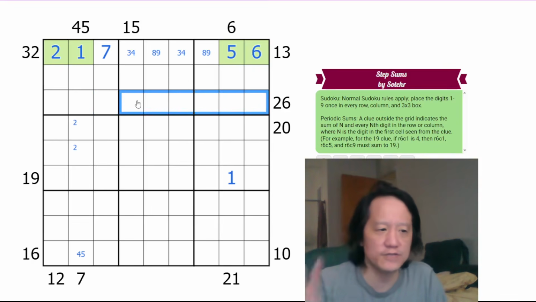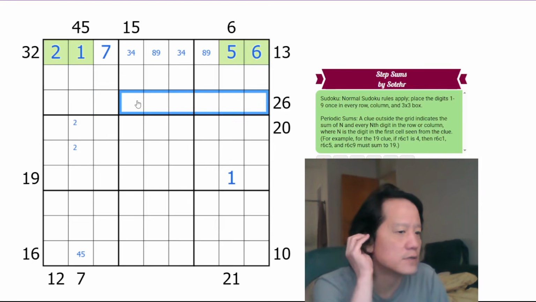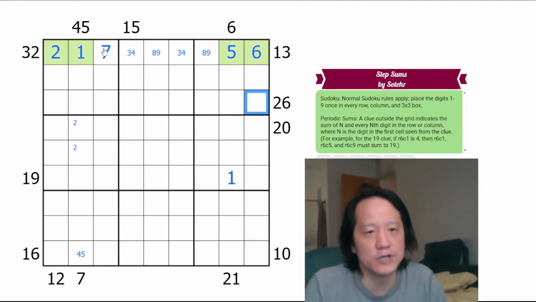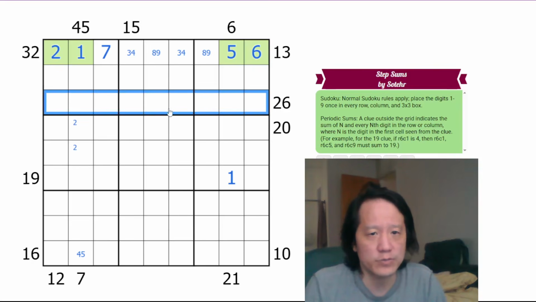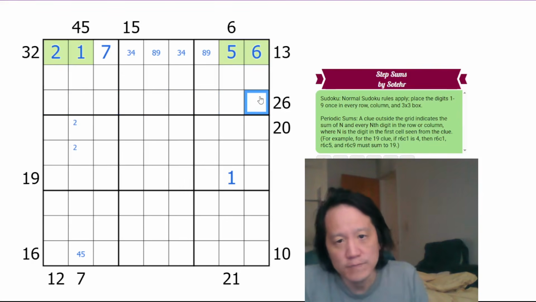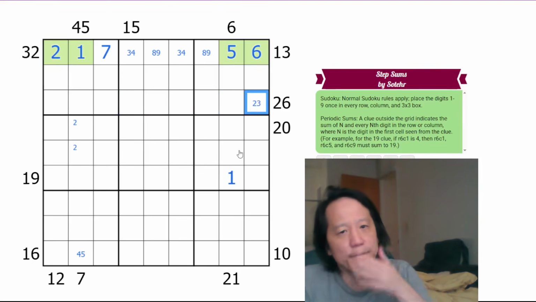26 has to be at least 4 digits. It cannot be 1, obviously. 1 will always add up to 45 for step sums. It could be 2. It cannot be 4, because if it's 4, that would be 1, 2, 3, 4, 1, 2, 3, 4. So that would be 3 digits trying to add up to 26, which is not possible if they're unique. So this is 2 or 3.